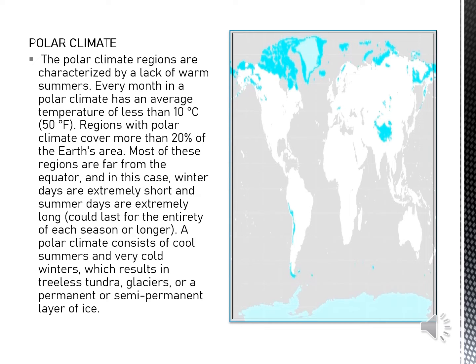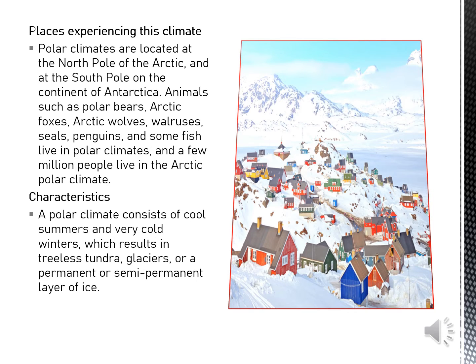A polar climate consists of cool summers and very cold winters, which results in treeless tundra, glaciers, or a permanent or semi-permanent layer of ice. Places experiencing this climate. Polar climates are located at the North Pole of the Arctic and at the South Pole on the continent of Antarctica.